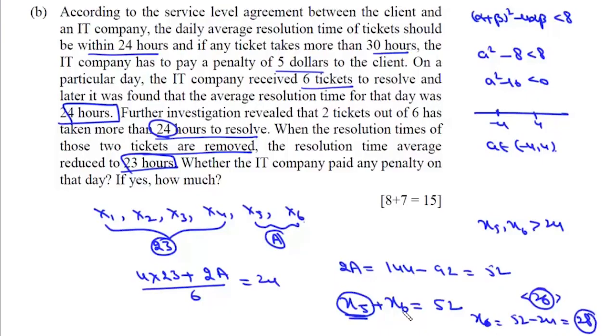So in any case, both x5 and x6 will take a value less than 30. In that case, the company doesn't need to pay anything on that day. So answer is no. Company doesn't pay anything as penalty.